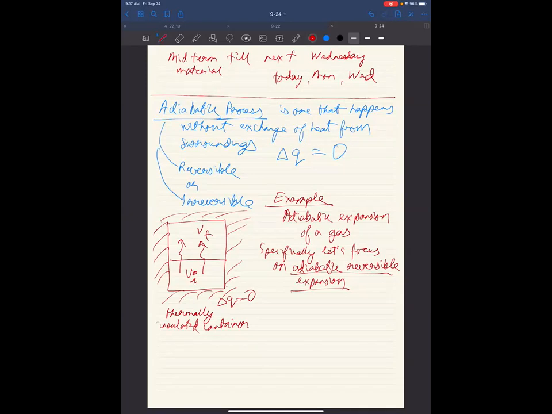So if it's a thermally insulated container, we want to figure out, as the gas expands from VI to VF, how do pressure and temperature change? And we are talking about a reversible expansion. If it was irreversible, it won't make much sense to talk about pressure because we can only talk about the external pressure that is being imposed, right? What are we talking about? What is it that is changing? We don't know. We're talking about reversible expansion.